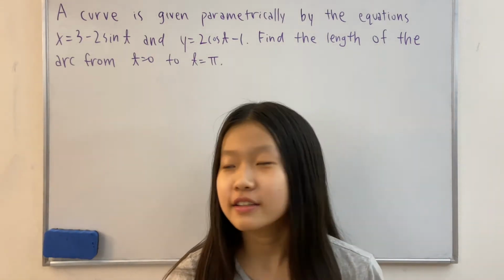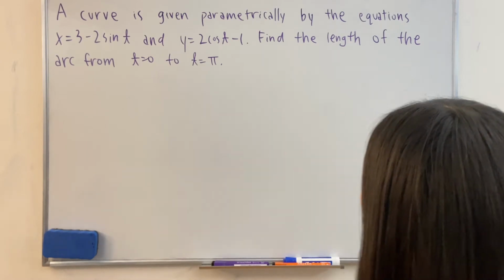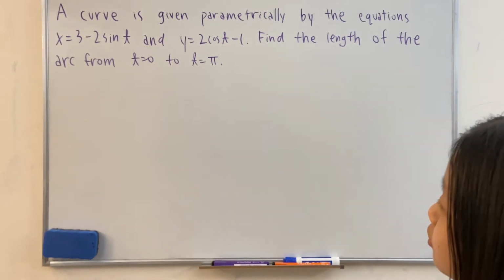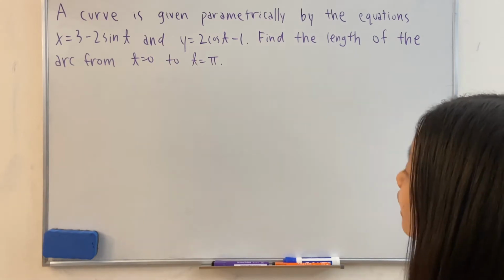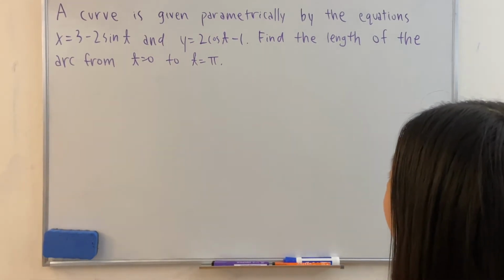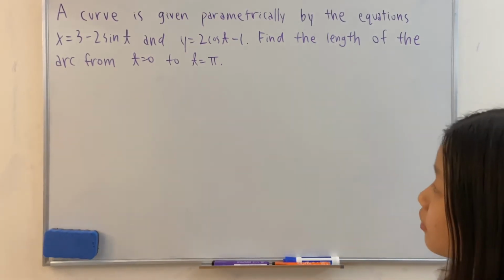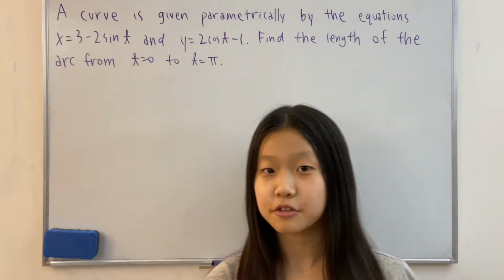Hello everyone! We have a problem that says a curve is given parametrically by the equations x is equal to 3 minus 2 times sine t and y is equal to 2 times cosine t minus 1. And we're going to be trying to find the length of the arc from t is equal to 0 to t is equal to pi.